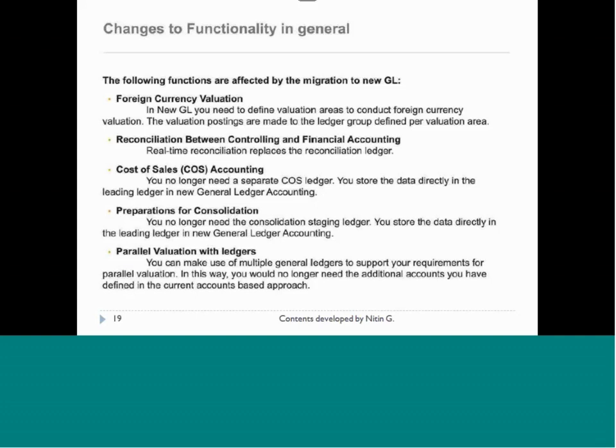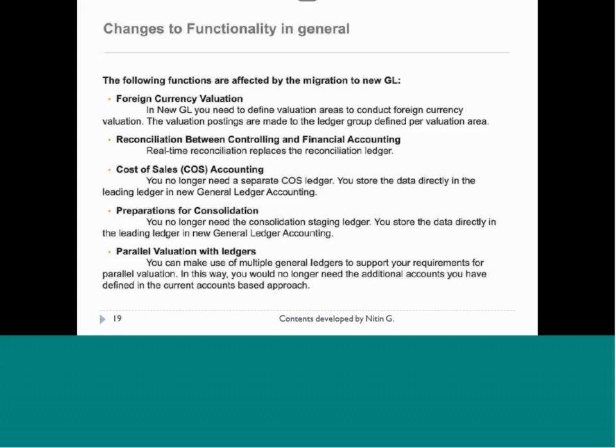Cost of sales, you no longer need a separate COS ledger. You store the data directly in the leading ledger in new GL. What happened in classic GL is that for cost of sales accounting there is a separate ledger, a special purpose ledger, but in new GL the leading ledger stores the data. Preparation for consolidation, you no longer need that consolidation staging ledger, data is stored directly in the leading ledger.